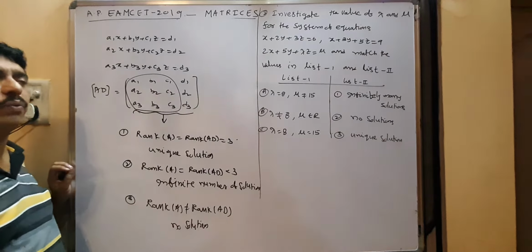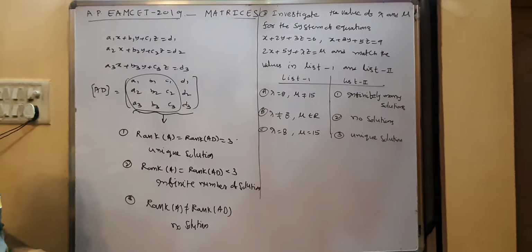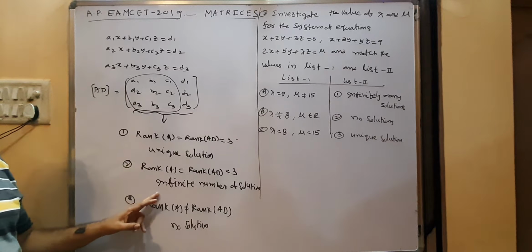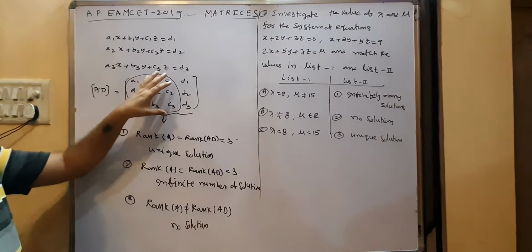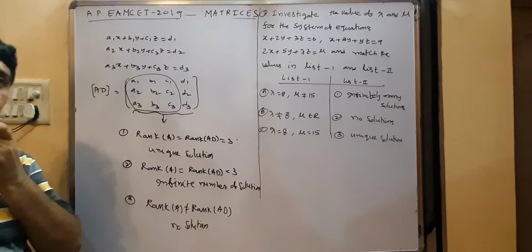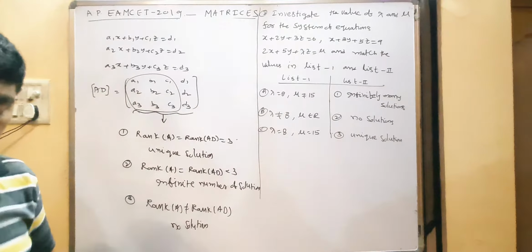This concept we know very well. In matrices we did consistent and inconsistent. Consistent means it has a solution, either unique or infinitely many. Now convert this augmented matrix into echelon form, which means try to make the elements below the diagonal 0. So same problem, coming to the problem.